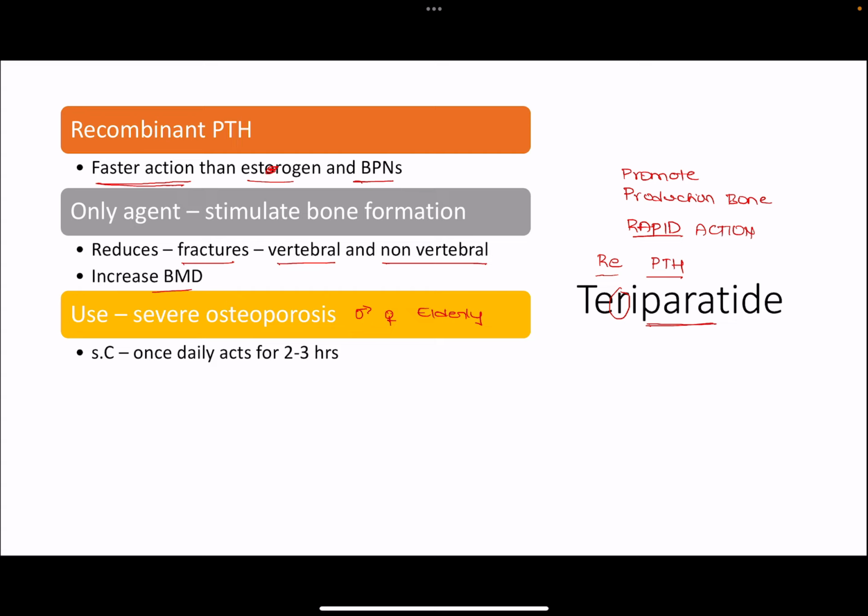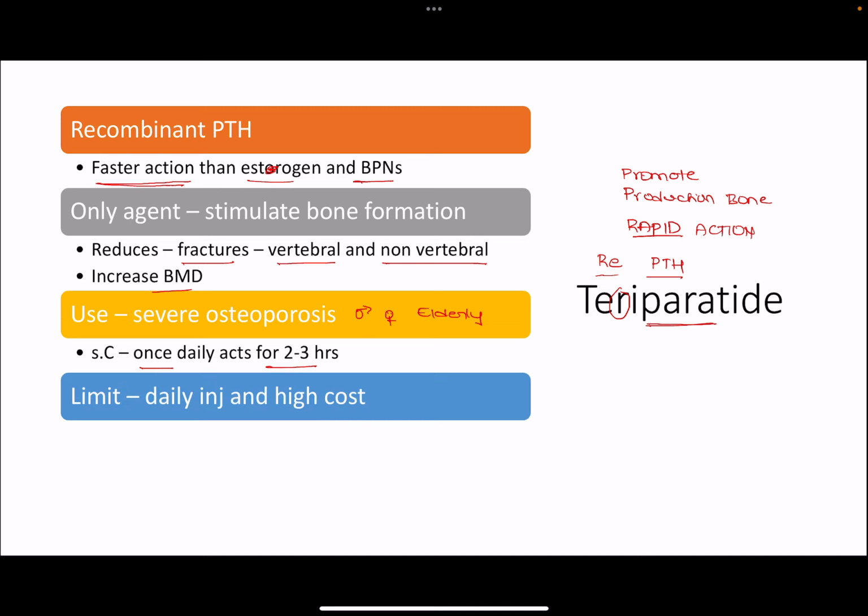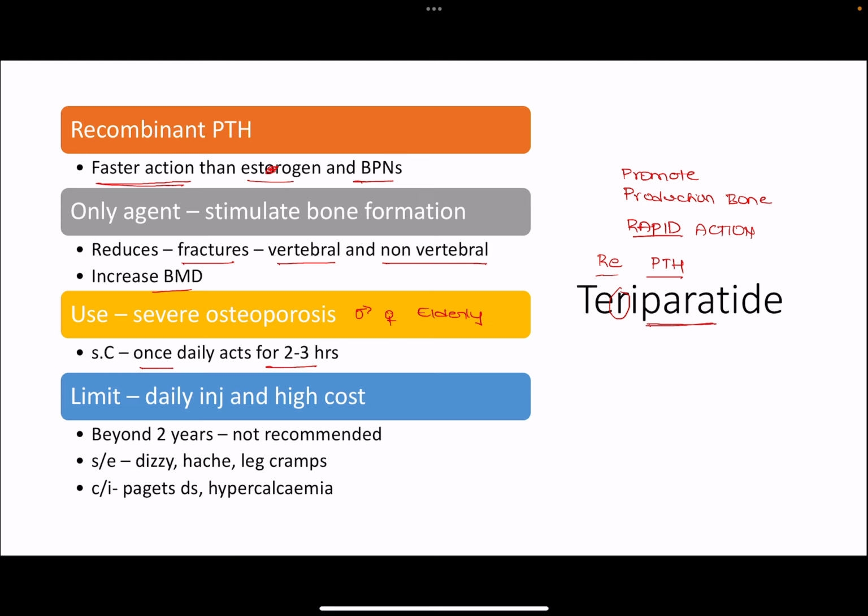So how can it be administered? It is administered through the parenteral route. It is given through the subcutaneous route. Most of the recombinant preparations are given through the subcutaneous route once daily, and it will last for 2 to 3 hours. And what is the limit for usage of teriparatide? Yes, it has to be given as a daily injection, and it is very high in cost. So one should remember that it should not be recommended for usage beyond 2 years.